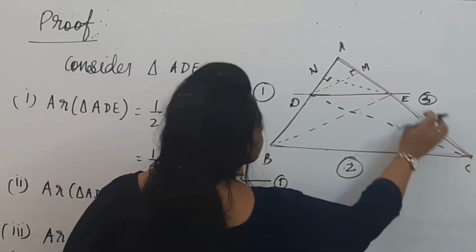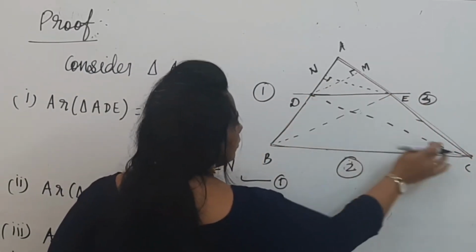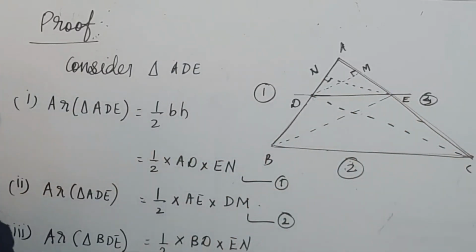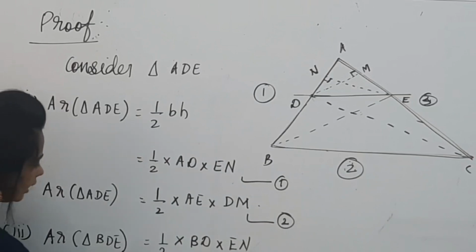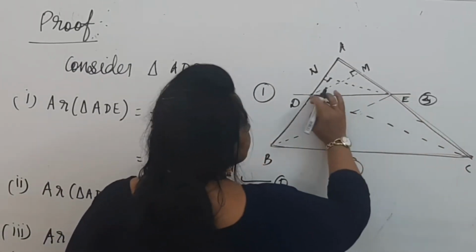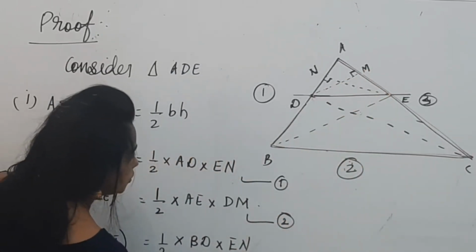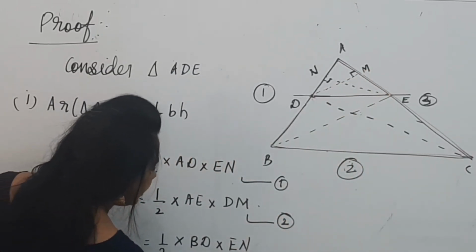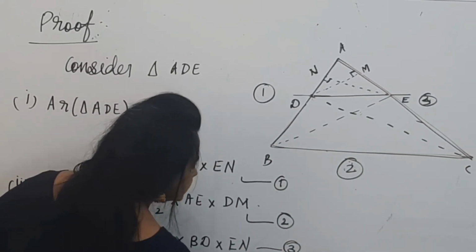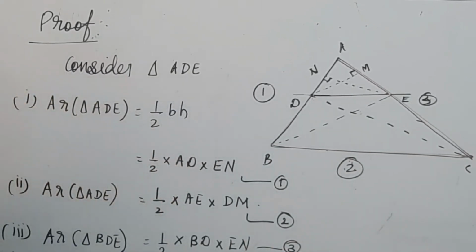Now I am taking CED. Hope everyone gets the triangle CED. So triangle CED is again half into CE, which is the base, and DM is the altitude. I name this 3 and 4. Hope everyone understood how to take the triangle's area.